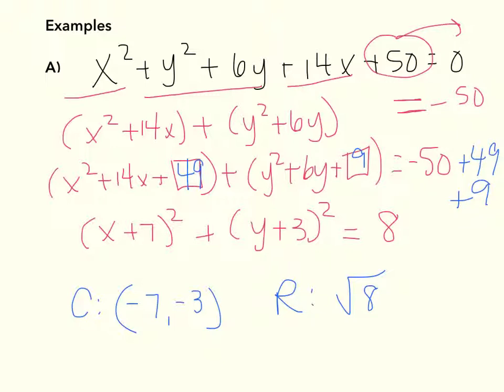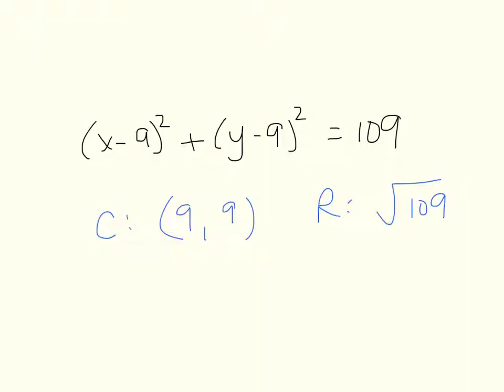Now see if you can try the next example on your own, and on the next slide I'll put the answer to see if you got it right. So this is what you should have gotten for example B. X minus 9 squared plus y minus 9 squared equals 109, which would make your center 9, and your radius the square root of 109.